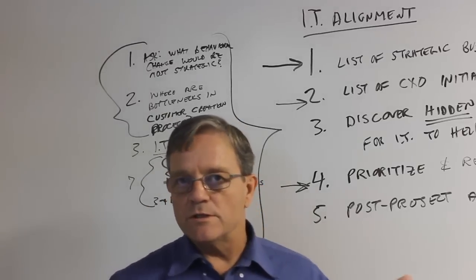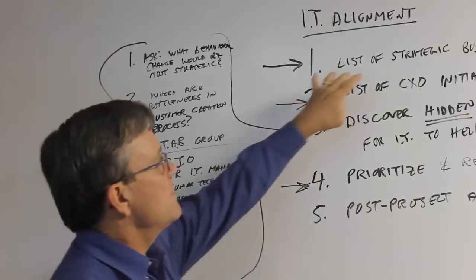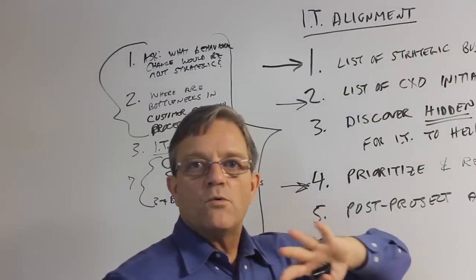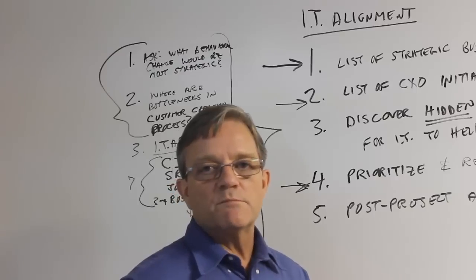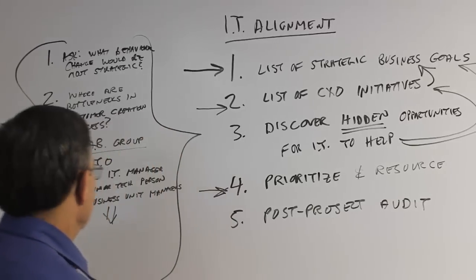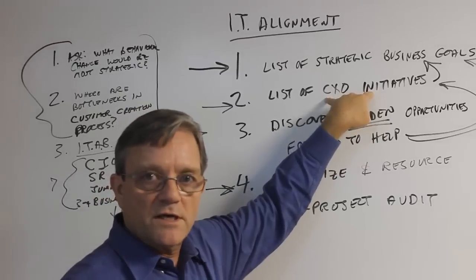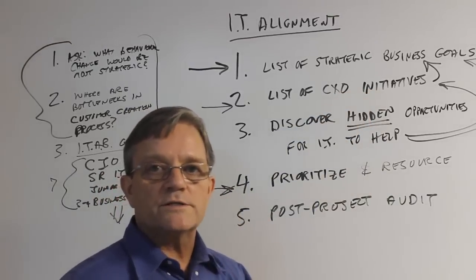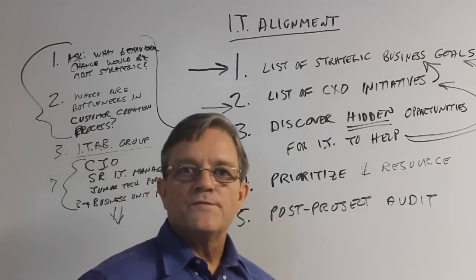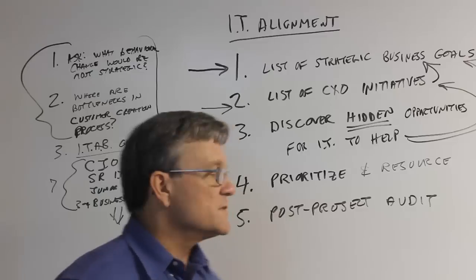And the mission of this team is to first of all consider the strategic business goal list and ask the question, what IT opportunities might we pursue that would help that happen directly? Okay, and then secondly, consider this list of CXO initiatives and ask the question, in what ways could IT be brought to bear on these different CXO initiatives so as to improve their effectiveness and increase their likelihood of success?